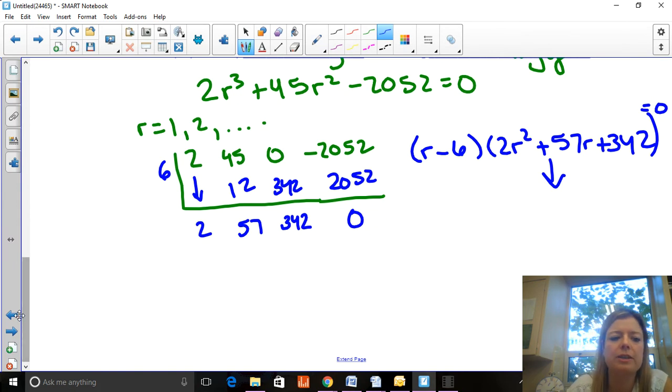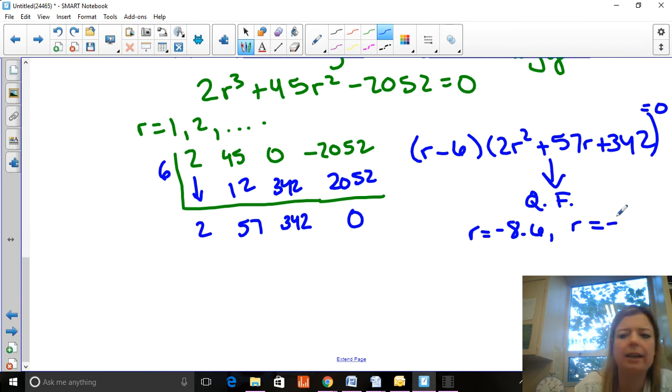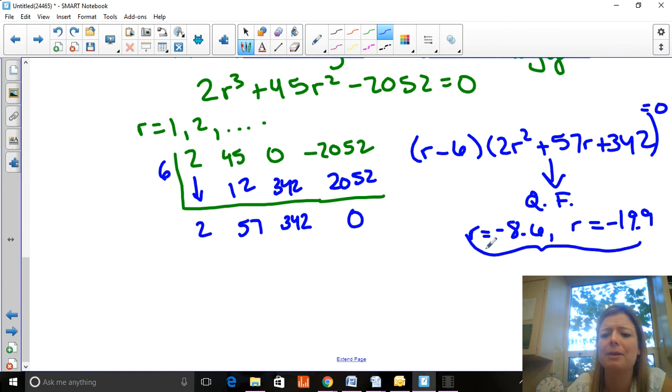So I'm going to move this over here just because I'm not sure if that's behind my head. So you can just write the quadratic formula. Okay, and that gives you the answers. r equals negative 8.6 and r equals negative 19.9. So both of those are inadmissible. I hope that's not behind my head, but it might be, sorry. So both of those are inadmissible.